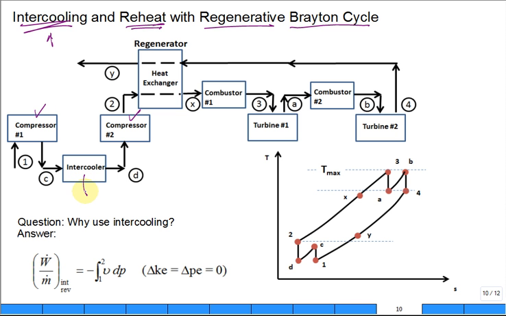The purpose is to reject heat. So you're putting work into the first compressor, that's W_C1. You put work into the second compressor, right? Because you have the intercooler and you're rejecting some energy out to the atmosphere, somehow the sum of W_C1 and W_C2 is less than just W_C if you only had one compressor without an intercooler. Why use intercooling?